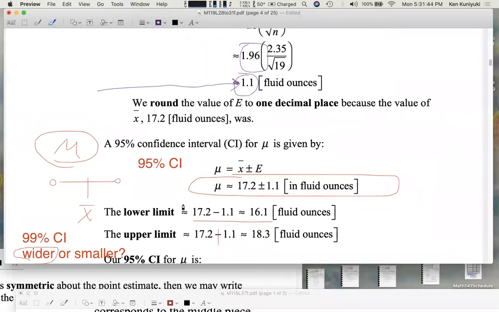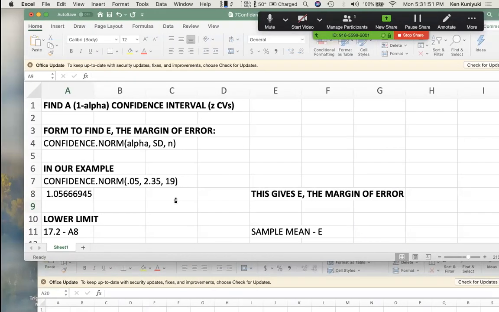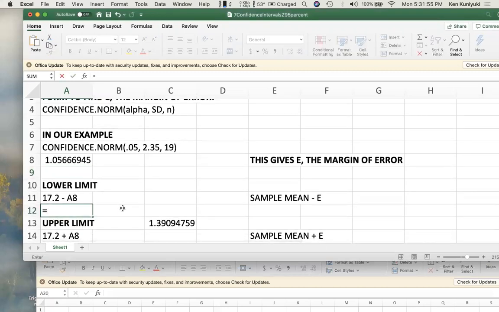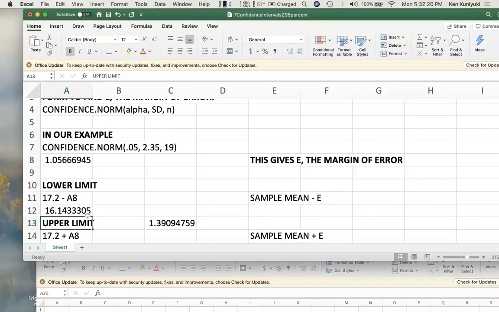And then you would get the lower limit and the upper limit for the interval by taking the sample mean, x bar, and then subtracting the margin of error for the lower limit. For the upper limit, you would add the margin of error. So for the lower limit, it's the sample mean 17.2 minus, or you could refer to a cell that had the sample mean, minus the entry in A8. And this rounds down to 16.1. If you're using the margin of error as 1.1, then 17.2 minus 1.1 is 16.1.